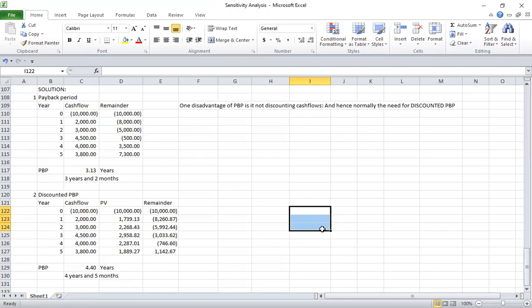Note that the discounted one is normally more than the normal payback period. And actually, in terms of accuracy, the discounted payback period is considered more accurate. Why? Because it uses the realistic cash flows. The discounted cash flows are normally the realistic cash flows. Otherwise, the first one, which uses the cash flows the way they are, tends to have a problem.